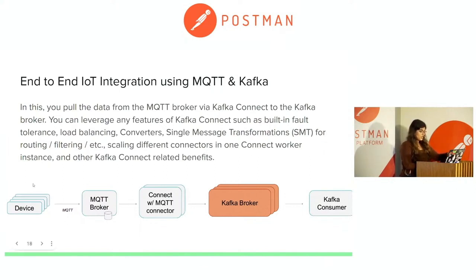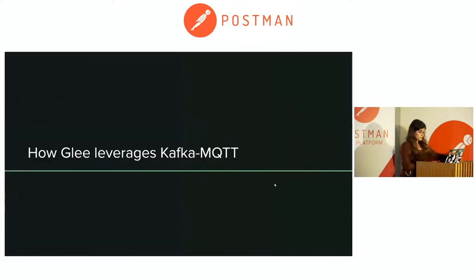So the MQTT device sends the message to the MQTT broker. The MQTT broker receives it, and via Kafka Connect, it sends it to the Kafka broker, and the Kafka broker then sends the message to the Kafka consumer for the delivery of the message, right?